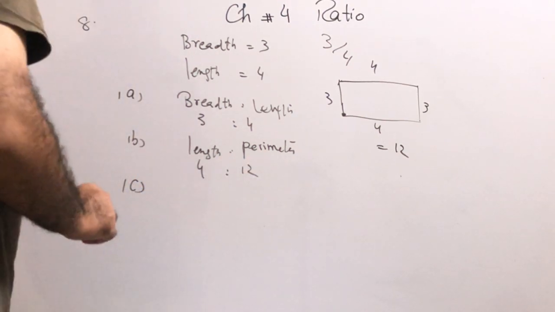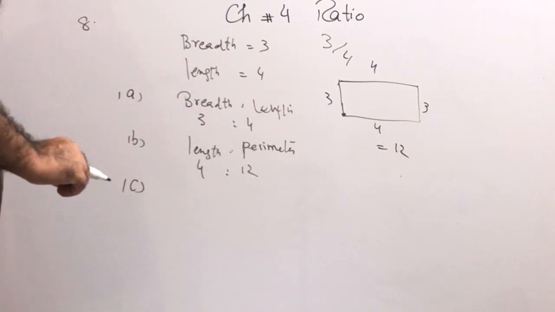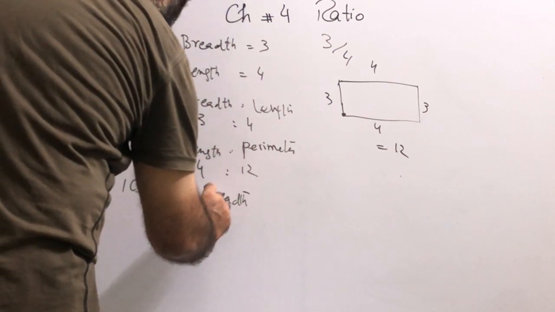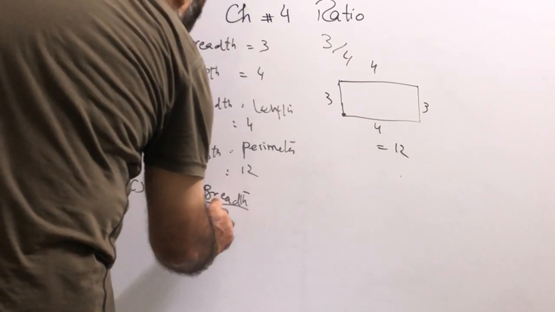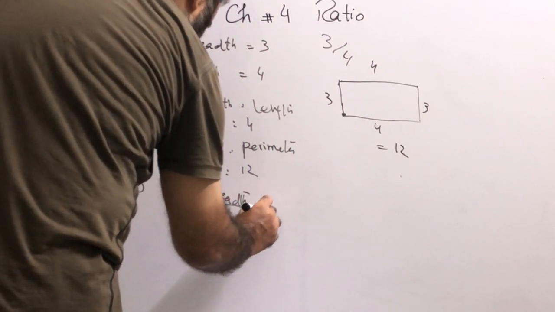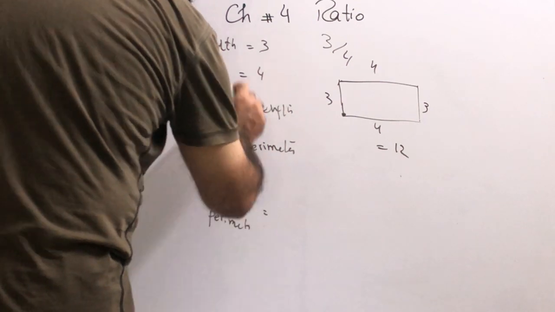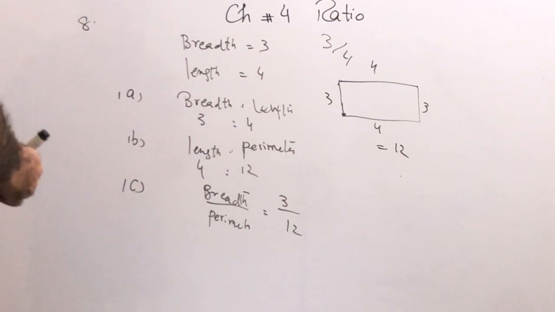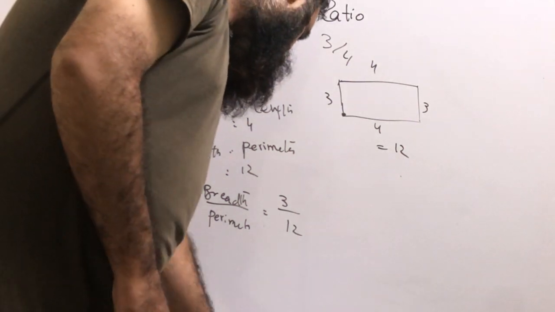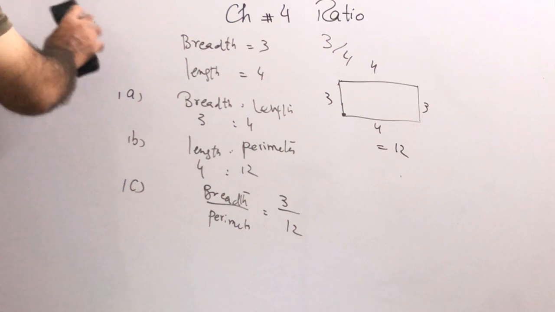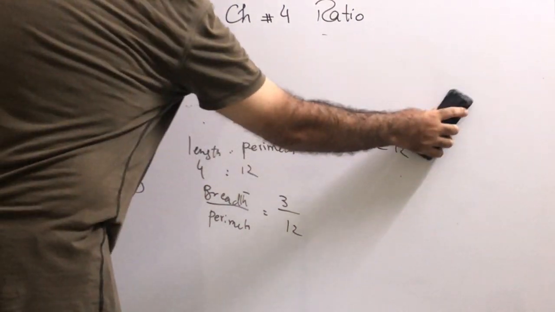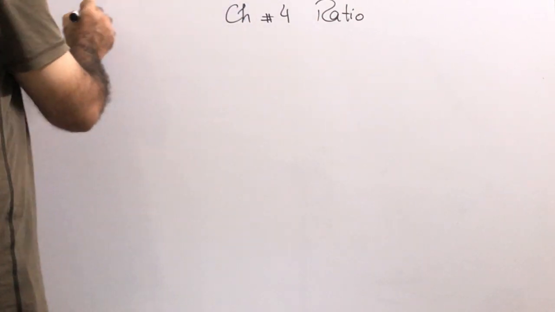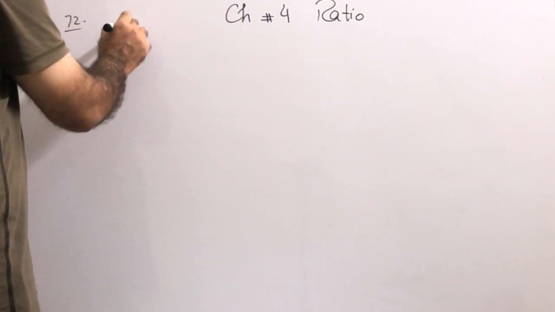Number C is the breadth of the rectangle over its perimeter. Breadth is how much? 3. Perimeter is 12. 3 over 12. So this is the answer for point number 8. So far we have completed up till page number 71. We will quickly go to page number 72.